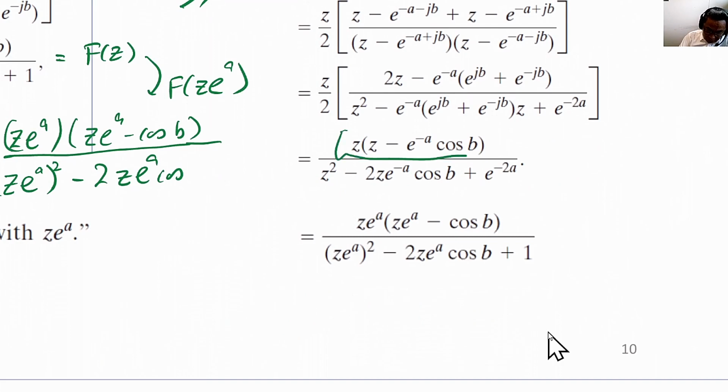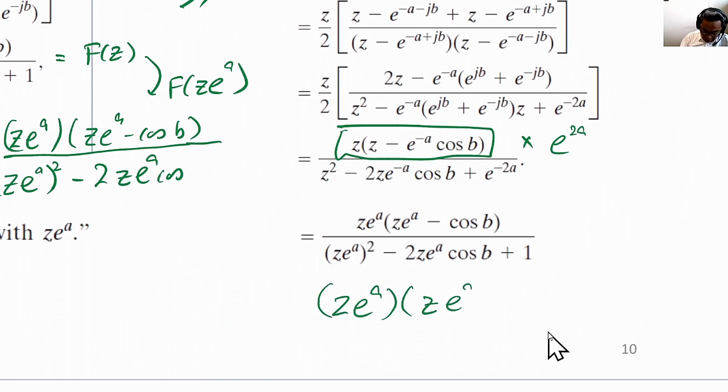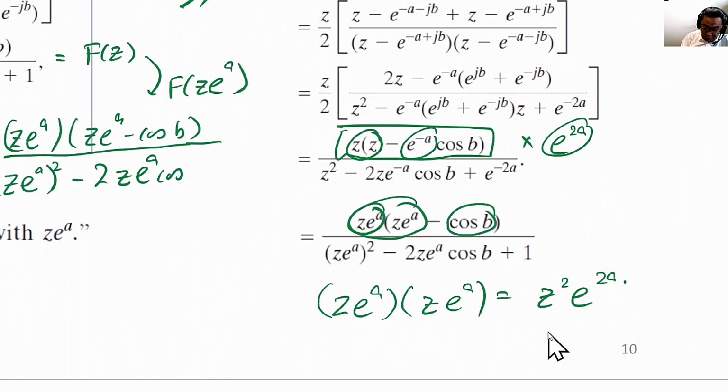We now tackle the numerator. This is multiplied by e^a. z e^a times z e^a is z squared, so we have the z squared here, multiplied by e^a. The second one is e^(-a) times e^a, and we'll have e^a. So we have e^a times cos(b) over here. So the numerator also matches.